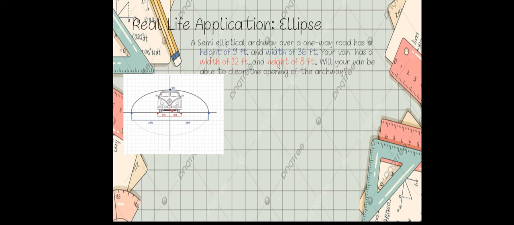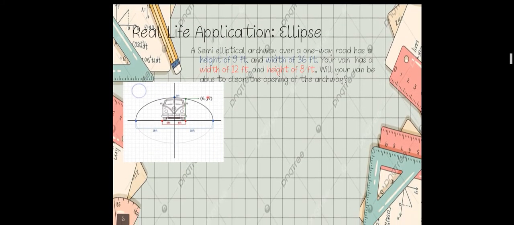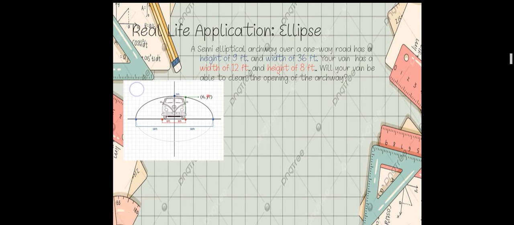The width of the van is 12 feet, but I went ahead and divided it in half from the center as well, so both of these points are 6 feet or 6 units away from the center, still creating a total of 12 feet. Now, what we're trying to find is this: is the height of the semi-elliptical archway 6 feet or units away from the center, which would be this point, more than the van's height?